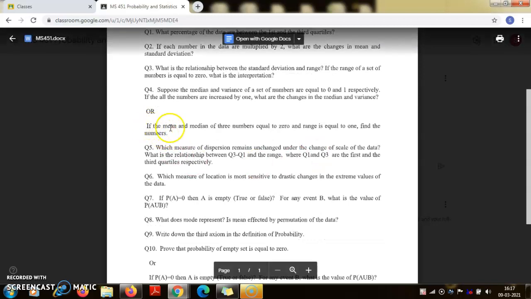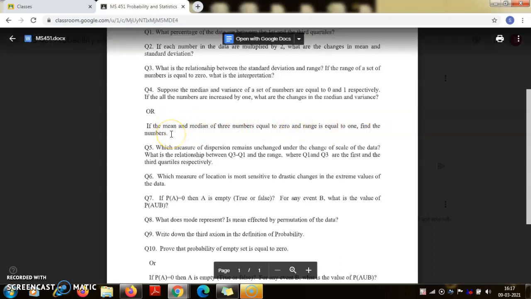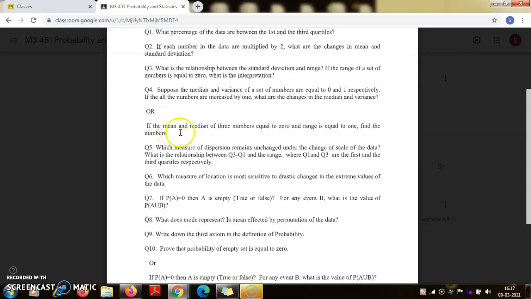The second part, if you have attempted this one: if the mean and the median of 3 numbers are equal to 0 and the range is equal to 1, find the 3 numbers. So there are 3 numbers, the middle value is the median, so one of the numbers you already know is 0, and the mean is 0, so the sum of the numbers is equal to 0. Suppose the other numbers are x and y, so x plus y is 0, so the numbers are minus x, 0 and x, and the range is equal to 1. So what is the range of x and minus x? Twice x. So twice x equals 1, x equals half, so the numbers are minus half, 0 and half.